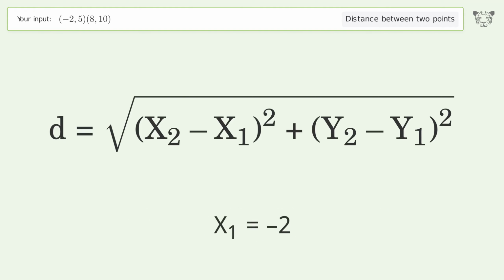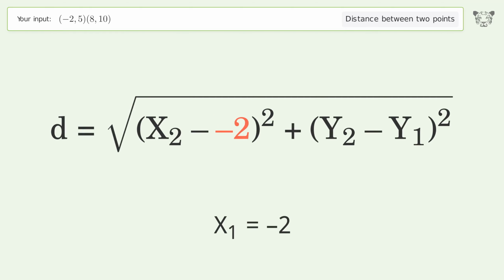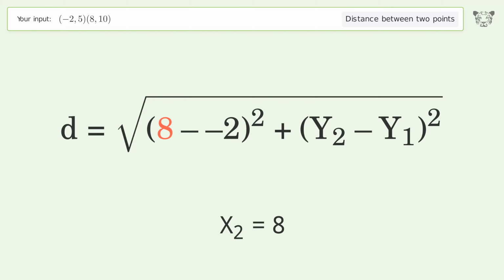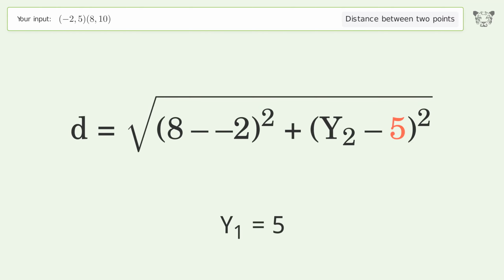x1 equals -2. x2 equals 8. y1 equals 5. y2 equals 10.